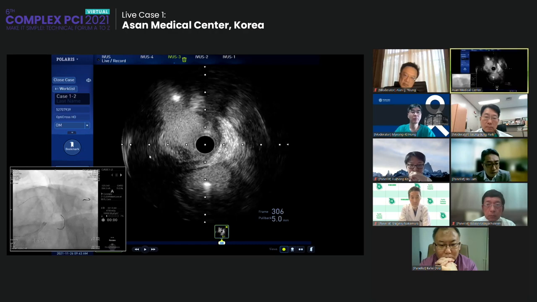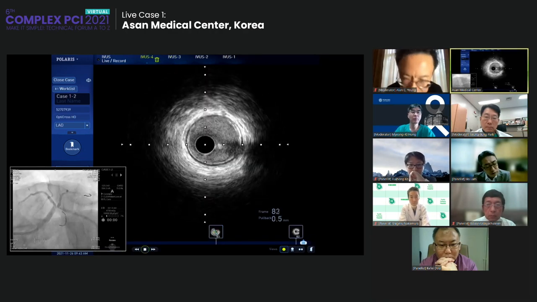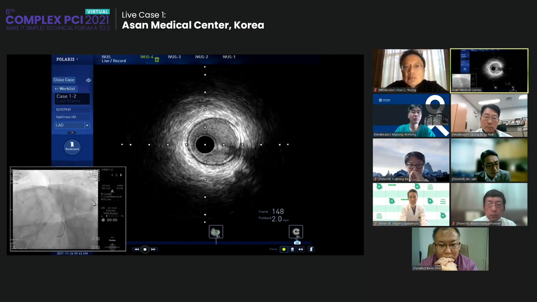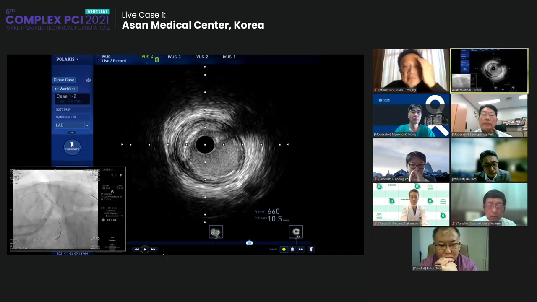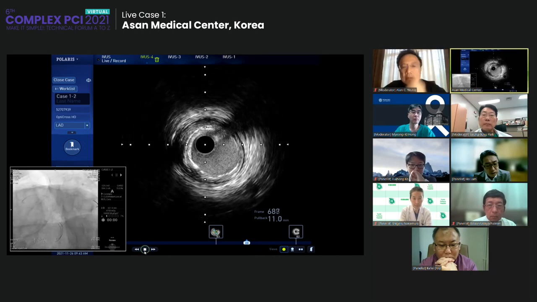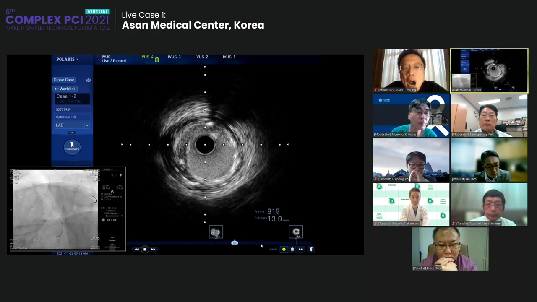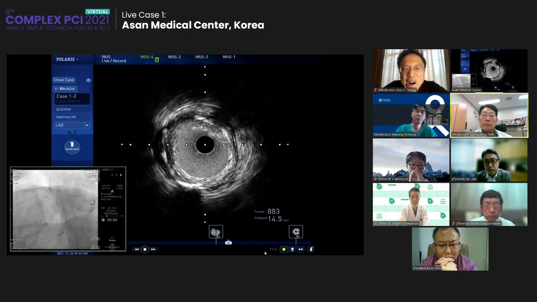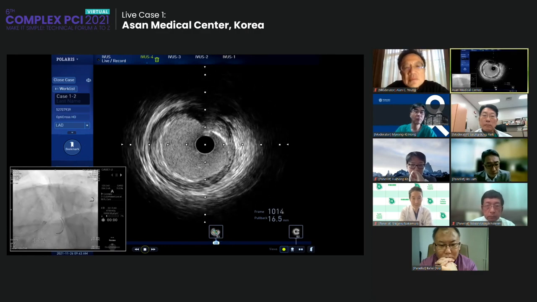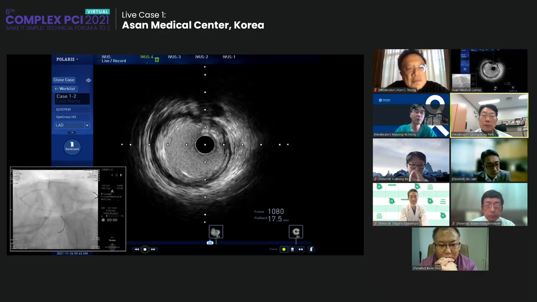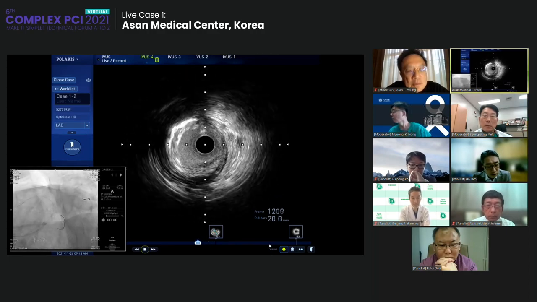So could you show us the LAD pullback? This is LAD pullback, mid LAD. Slowly, please. Okay, stop here. Here is proximal LAD. Vessel size almost 4.0. Mild plaque. So I would implant the distal stent here. You're right, great. Distal. And again, the narrowing.